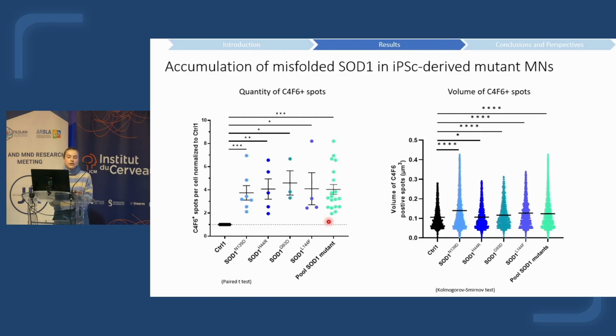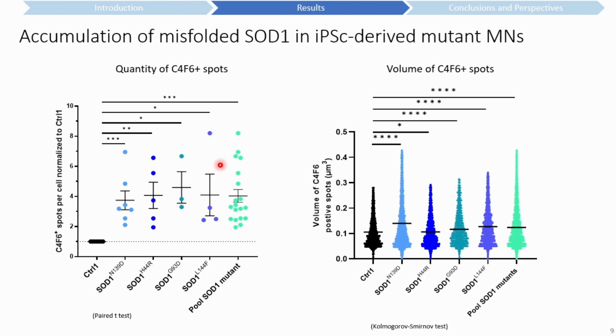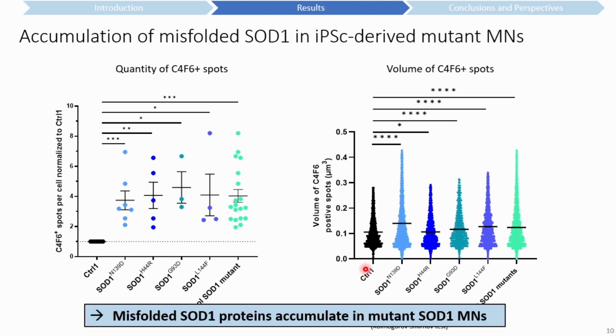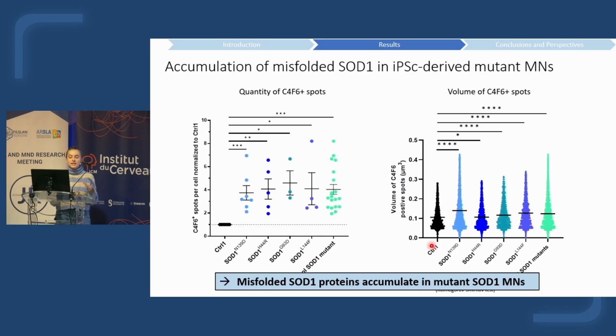So we decided to quantify the number of those inclusions, and now you can see here on the graph on the left, this is the number of C4F6-positive spots per cell, and as you can see, there is a clear and significant increase in all of the mutant cell lines compared to control. And interestingly, when we look at the volume of each of these spots, we saw that in the mutant they were bigger compared to the control. So firstly, we thought that in our model, there is misfolded SOD1 protein that accumulates in mutant SOD1 motor neurons.